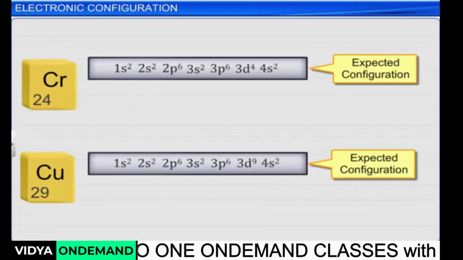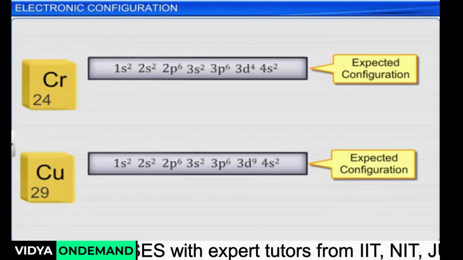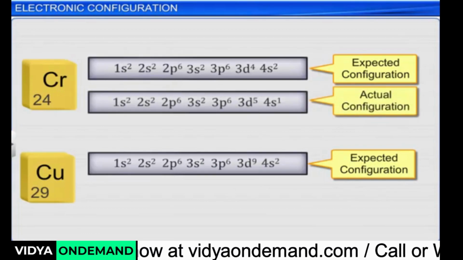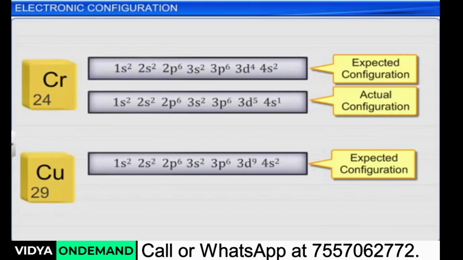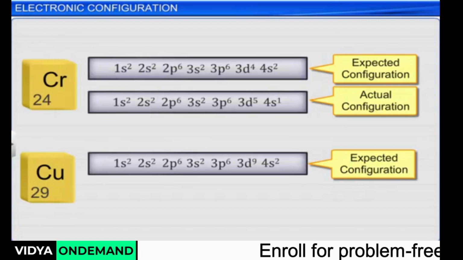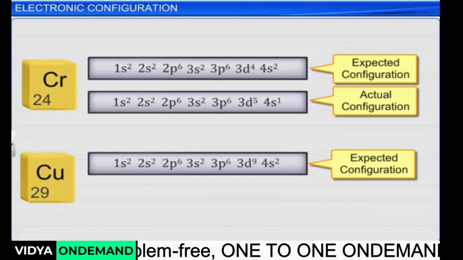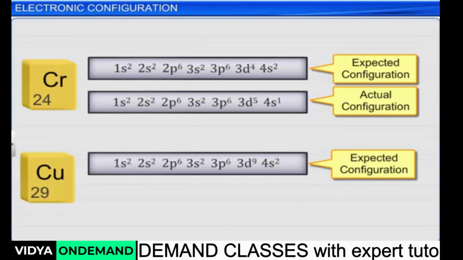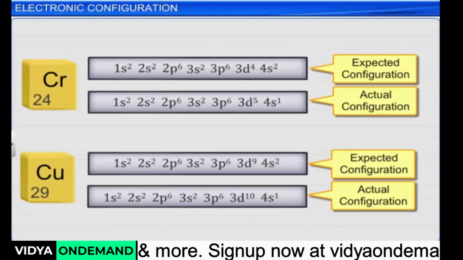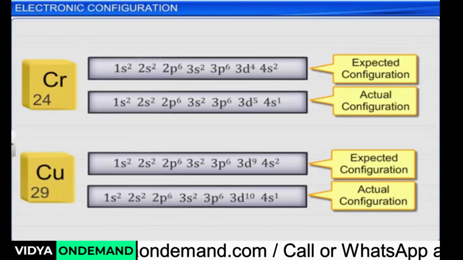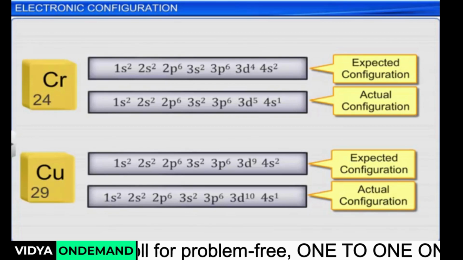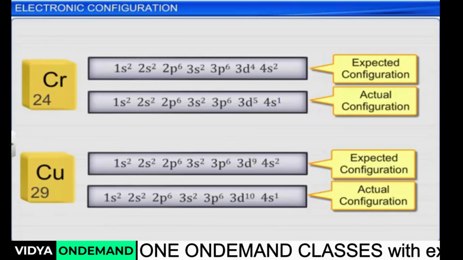But actually their configurations are 1s2, 2s2, 2p6, 3s2, 3p6, 3d5, 4s1 and 1s2, 2s2, 2p6, 3s2, 3p6, 3d10, 4s1 respectively.